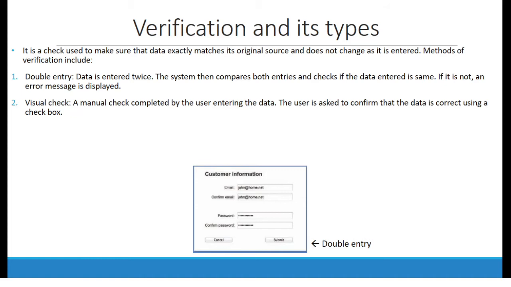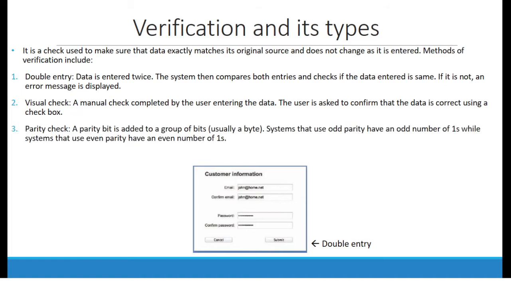Visual check. A manual check completed by the user entering the data. The user is asked to confirm that the data is correct using a checkbox. Parity check. A parity bit is added to a group of bits, usually a byte. Systems that use odd parity have an odd number of ones, while systems that use even parity have an even number of ones.